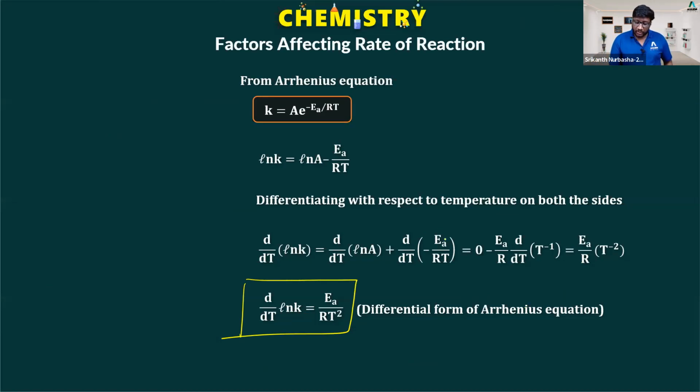Since EA does not depend upon temperature, we take it out of the differentiation, and ln A is a constant. It is not changing with respect to temperature. So differentiation of a constant is 0. Like that you get this equation, the same equation which we derived in the last slide.